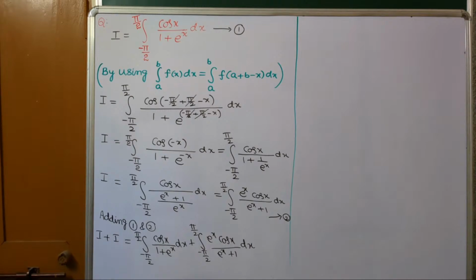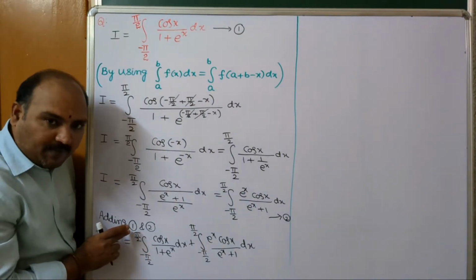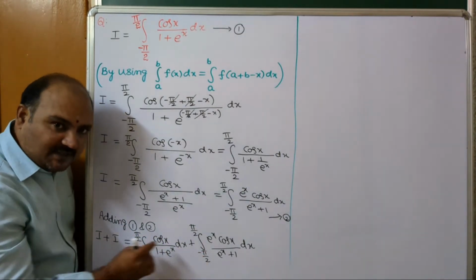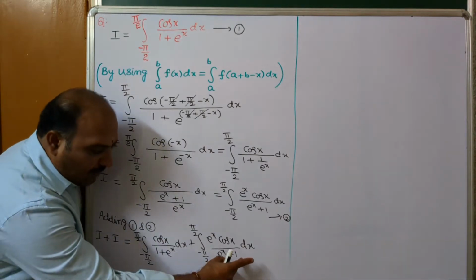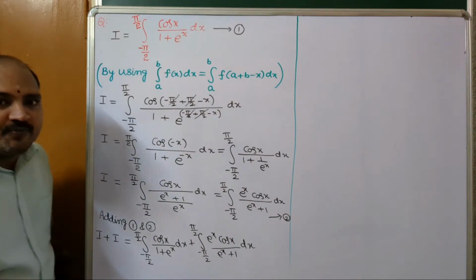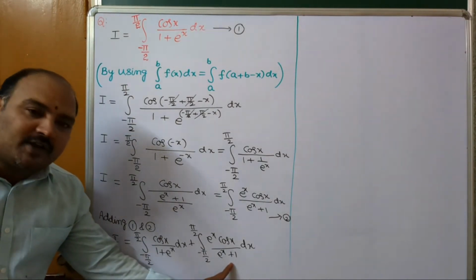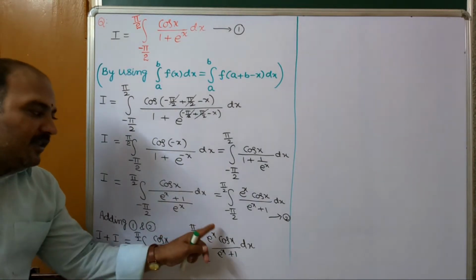If you observe that last step, both the limits are the same, minus pi by 2 to pi by 2. In both the integrals, limits are the same. Even the denominators also: e power x plus 1 and 1 plus e power x are the same only. Whenever limits are the same and denominators are also the same, we can add the numerators.